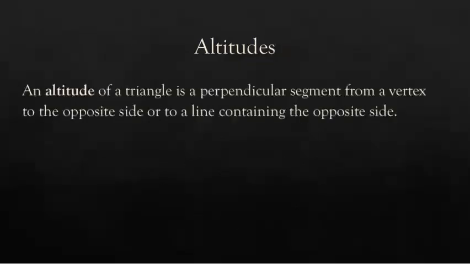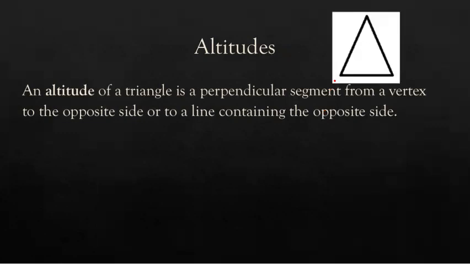So why do we need shortest distances or perpendiculars? Where else do we use them? Well, we use them in altitudes. So an altitude of a triangle is a perpendicular segment from a vertex to the opposite side or to a line containing the opposite side. So sometimes it can't always be on the opposite side. Let's look at this triangle.